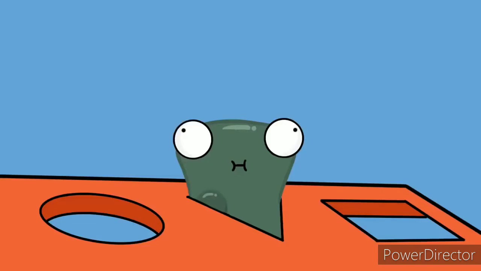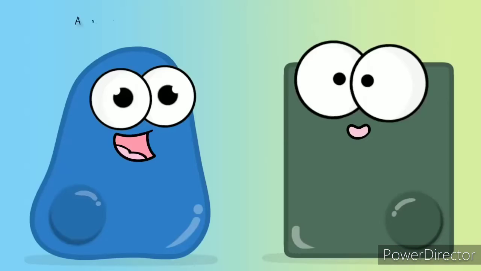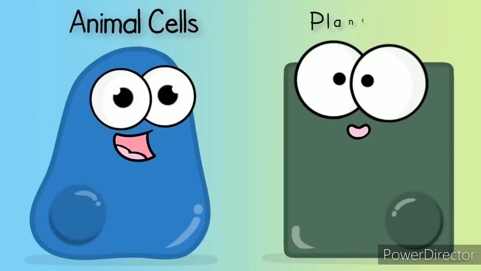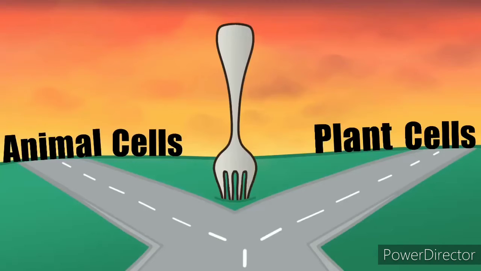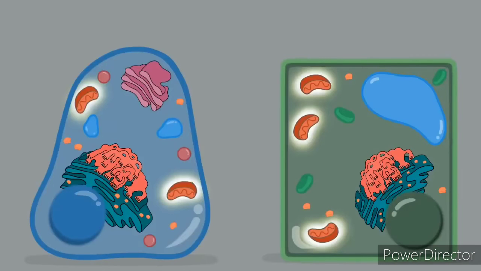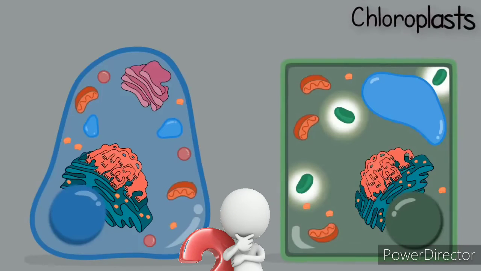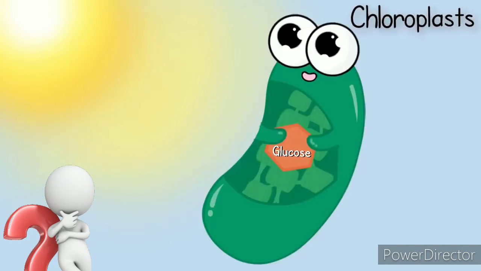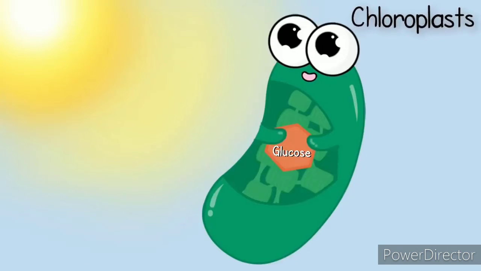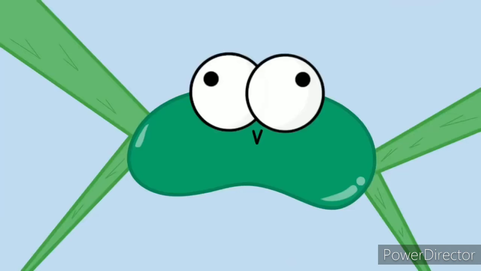Now, at this point, we need to mention that eukaryotes are not a one-size-fits-all. Animal cells can have differences from plant cells. We have a fork in the road here. For example, plant cells not only have mitochondria, but they can also have these awesome organelles called chloroplasts. Chloroplasts actually make glucose by using light energy in a process known as photosynthesis. They tend to even have a green look to them because they have a pigment that captures the light energy and it reflects green light.